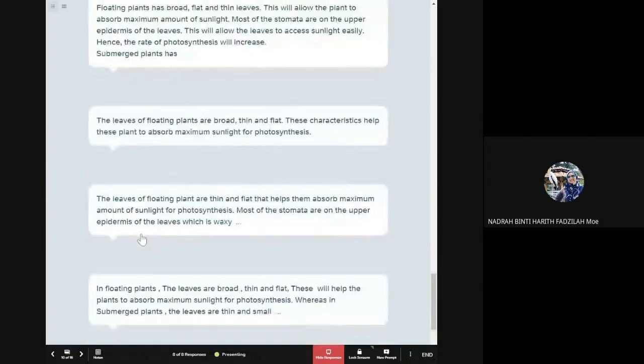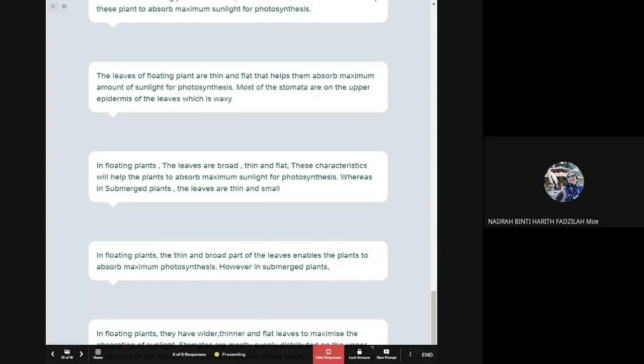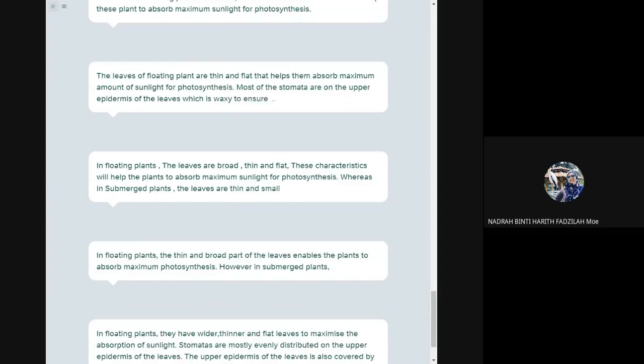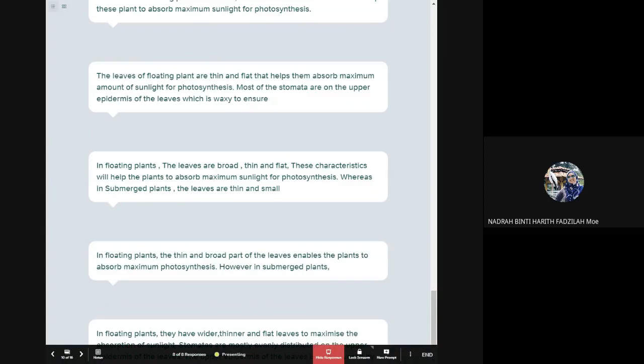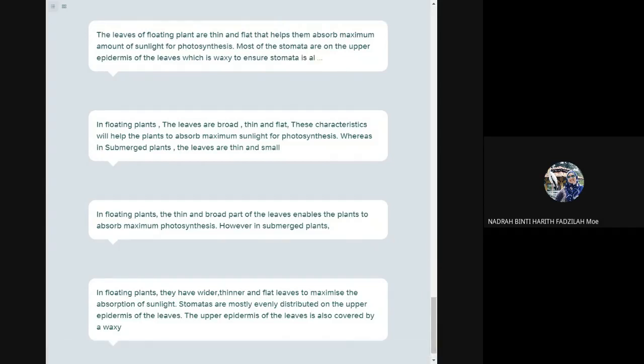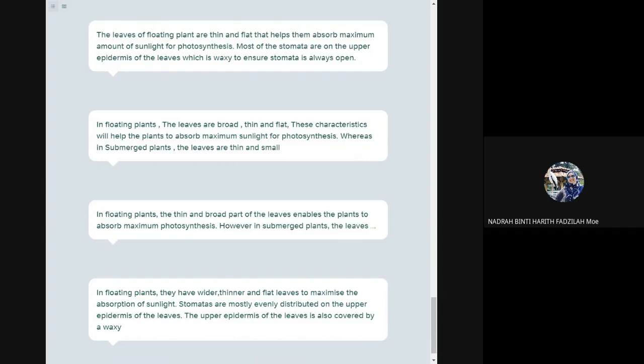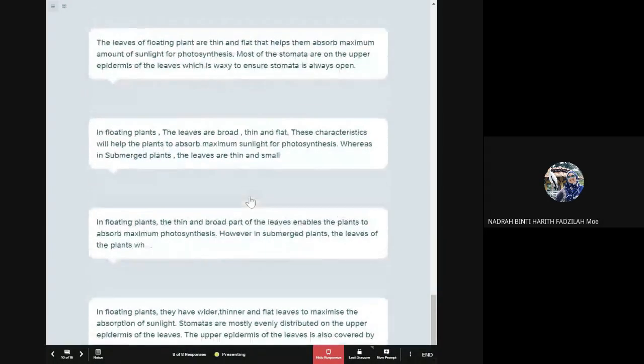Macam kita tengok pada gambar water lily tu kan. Floating plants memang dia punya daun very broad, thin and flat, to increase maximum absorption, in order to absorb maximum sunlight for photosynthesis. Good. Okay. Submerged plants ni dia tricky sikit. Okay, the first one, floating plant semua clear, tak ada masalah. Sebab ni memang directly ada. Untuk submerged plants ni kena fikir sikit.